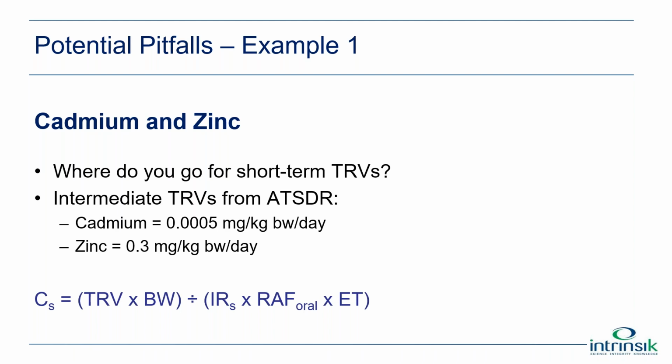If you dive into the tox profiles for cadmium and zinc, they present an intermediate MRL, and Karen described what the intermediate duration was. The intermediate TRV is 0.0005 milligrams per kilogram body weight per day for cadmium. For zinc, it's 0.3 milligrams per kilogram body weight per day. A really astute reviewer will recognize that those intermediate values are actually really close, if not equivalent, to chronic TRVs. But because they're labeled as intermediate, I've seen risk assessors use these before.